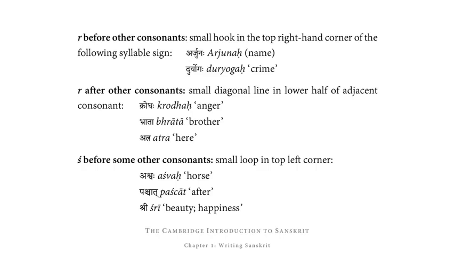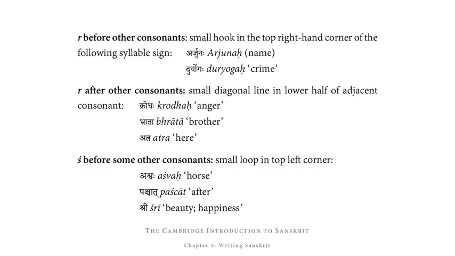We have bra-ta with the sign for b, with that little diagonal line in the bottom half, making it not b but br. And then the downward stroke behind it indicates the vowel a. So here we have bra.